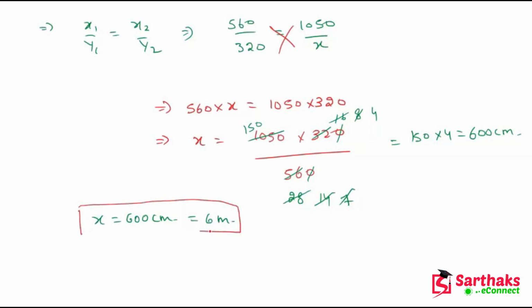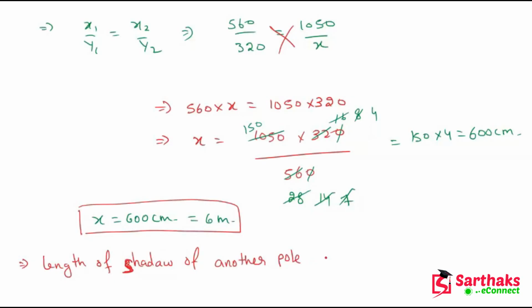So we can write here as length of shadow of another pole is 6 meter. Yeah, 6 meter. I hope you understand these things, my dear friends.